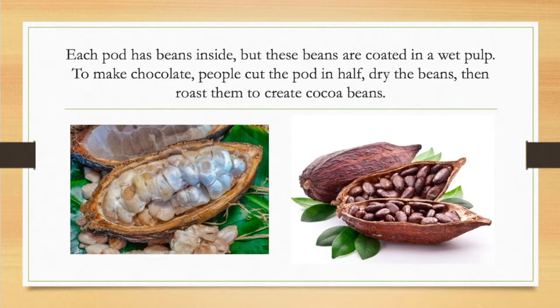To make chocolate, people cut the pods in half, dry the beans, then roast them to create cocoa beans. These pictures show the pods in two different stages. One pod is cut open, but the beans are still coated in the wet pulp. The other pod has been dried, and the beans inside have been dried as well and roasted.